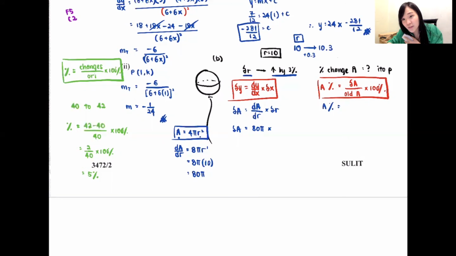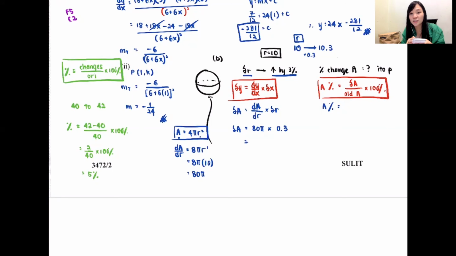So this is the meaning of it, okay? So please don't tell me 0.03. That is actually a percentage, okay? So a percentage always needs to be times a number. The number depends on whatever they provide you. Now they say the radius increased by 3%. So I take 3% times the original radius. I realize that is plus 0.3. So now I know the small change of R is 0.3.